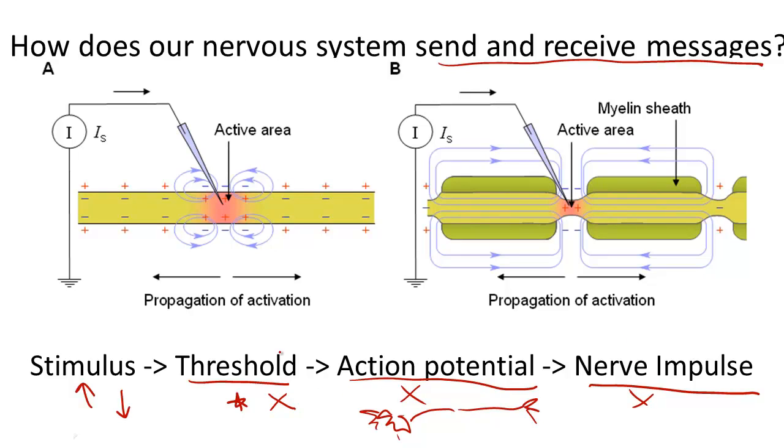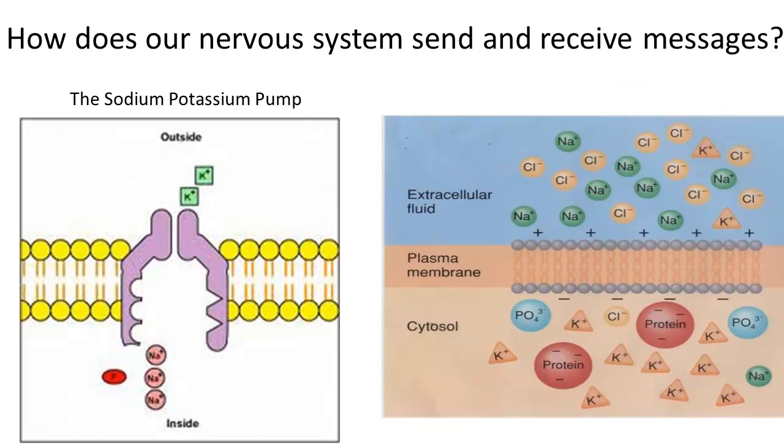Let's go into a little bit more depth on how this occurs. First, you must understand what is happening to the electrochemical charge inside the cell versus outside the cell.